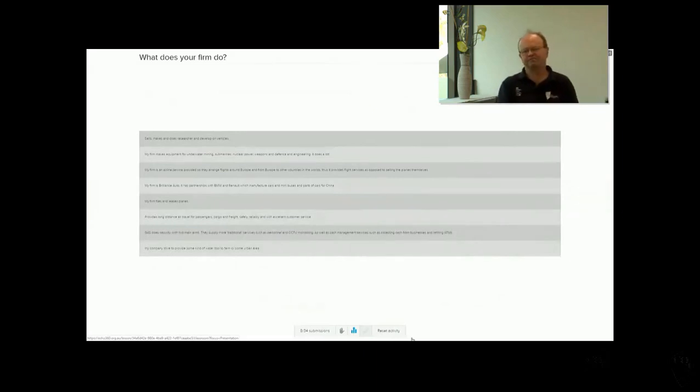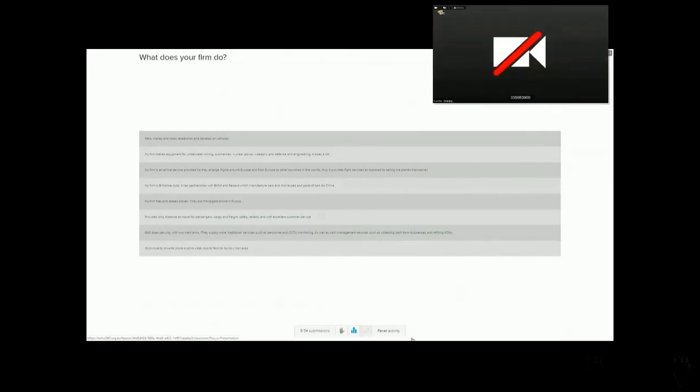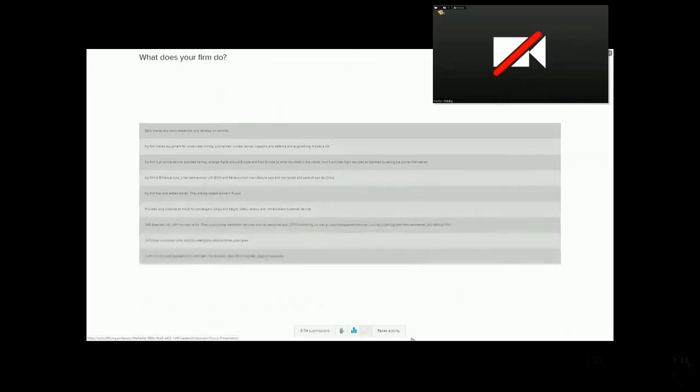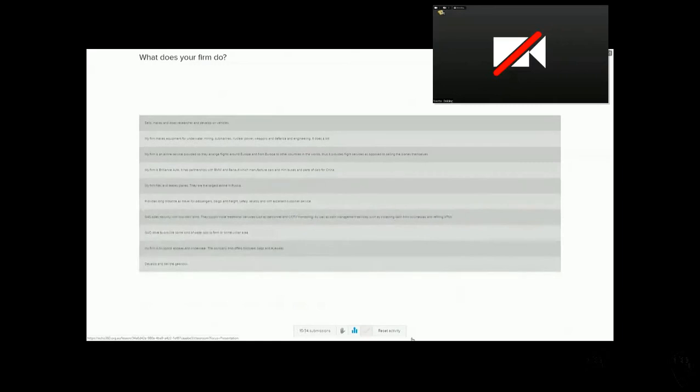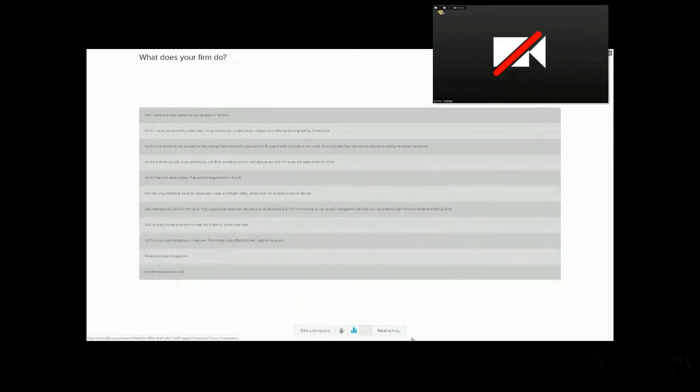What does your firm do? Just while we're waiting for the other 2, Yvette, what does your firm do? My firm does a lot. Mine is the one that does underwater mining, makes submarines, does nuclear power, weapons and defence, engineering. It also does a bit of transport and stuff like that. It's pretty broad. What do you mean it does nuclear power? What does that mean? I think it actually has nuclear power plants.